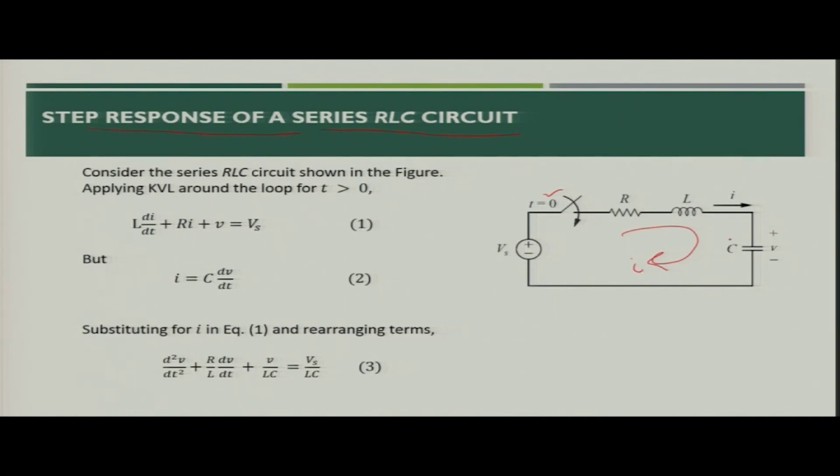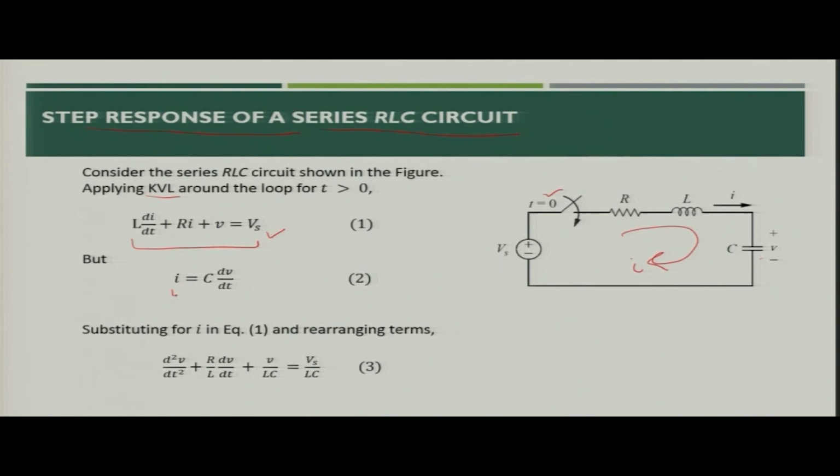We can assume initially the voltage across the capacitor, let us say it is V naught, and the current flowing through the inductor can be considered as I naught. These two would be the initial conditions which we know, and based on that we will try to simplify the loop or mesh equation which we get from KVL. When you apply KVL at time t greater than 0, the moment when you close the switch, you will get L di by dt plus R I plus V, which is the voltage across the capacitor, equal to the external voltage source V s.